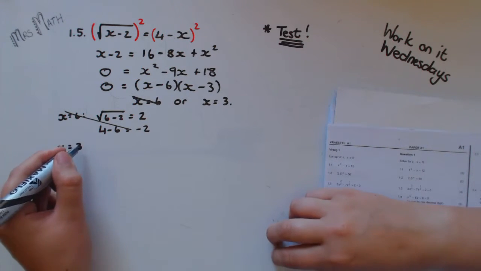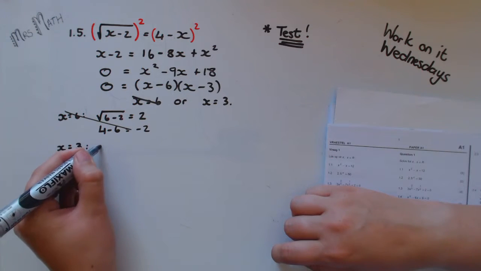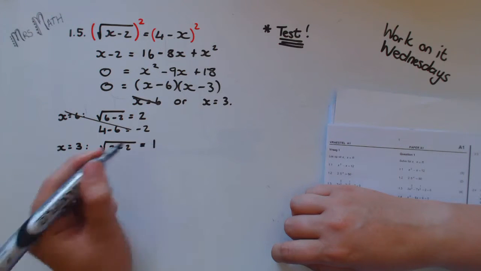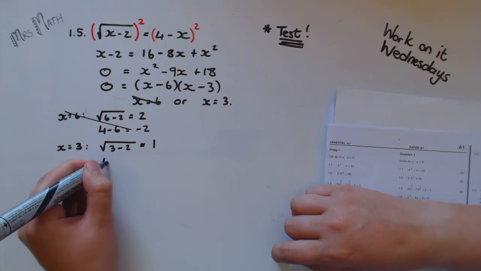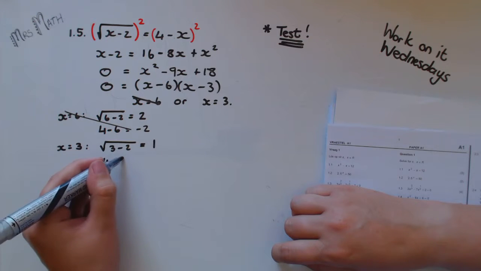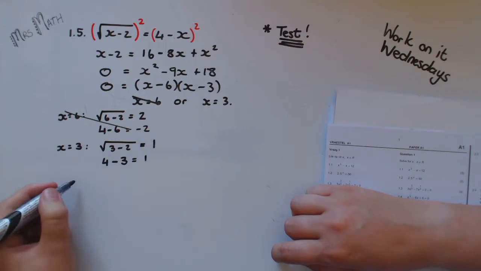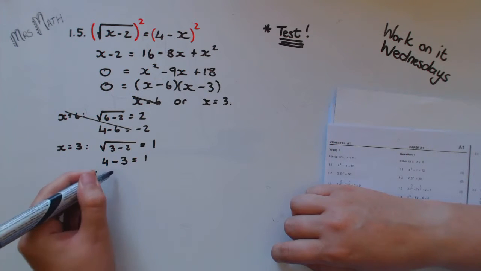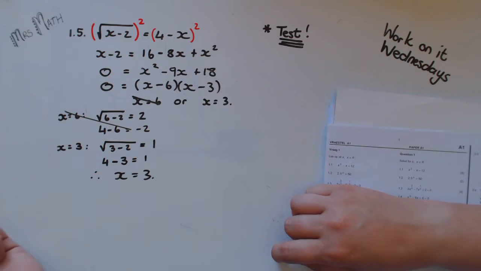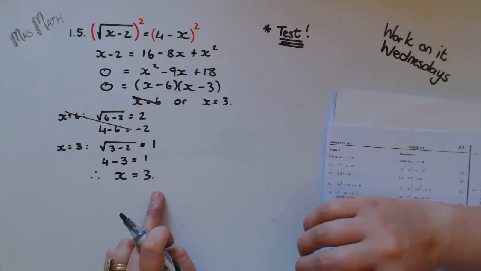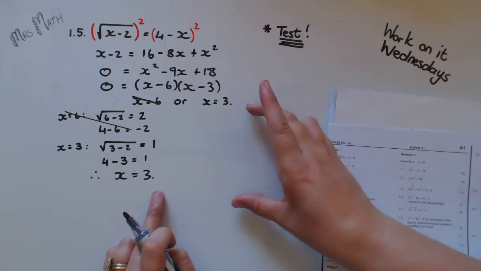Then x equals 3 is, the left hand side is 3 minus 2, which is 1, and root of 1 is 1. And the right hand side is 4 minus x, which is 3, is 1, so that works out. So therefore my answer is just x is 3. My answer is not that. This is my answer.